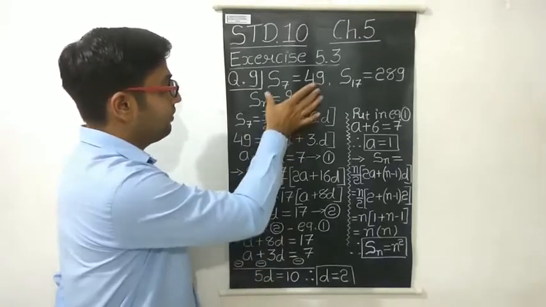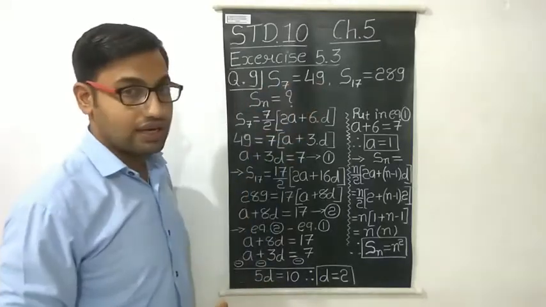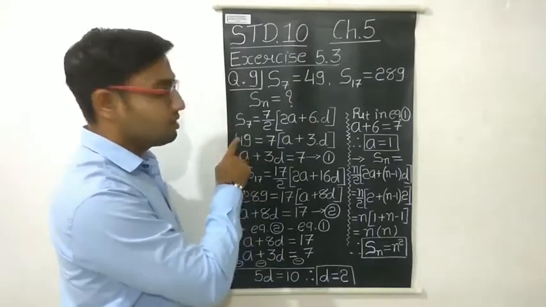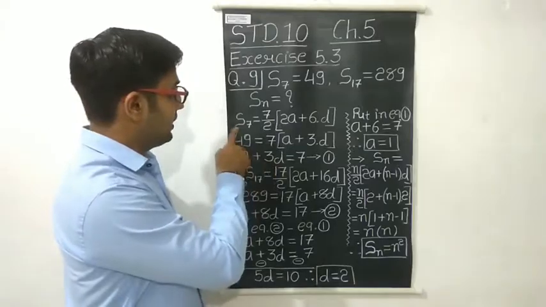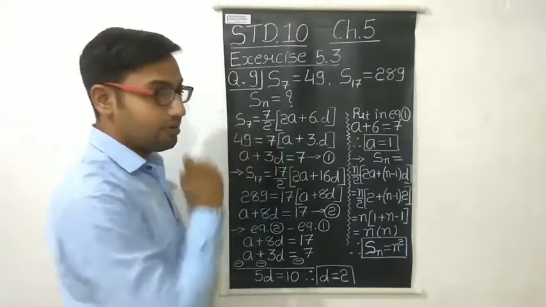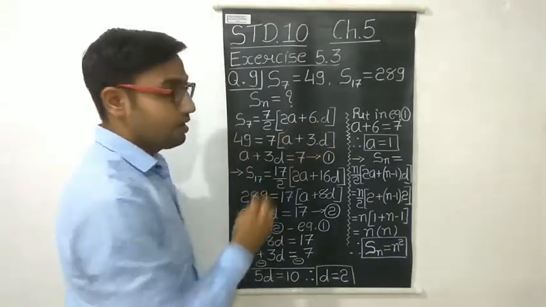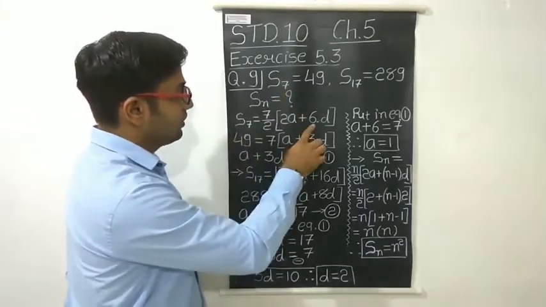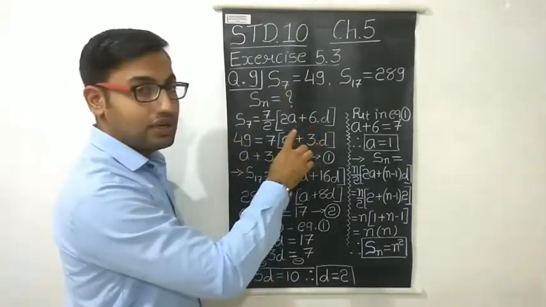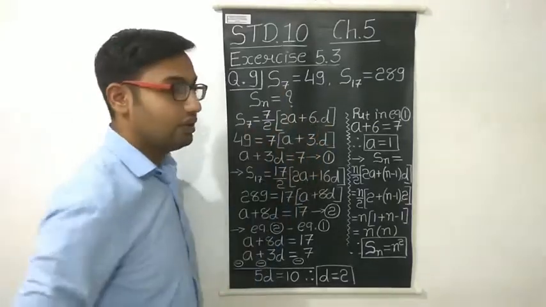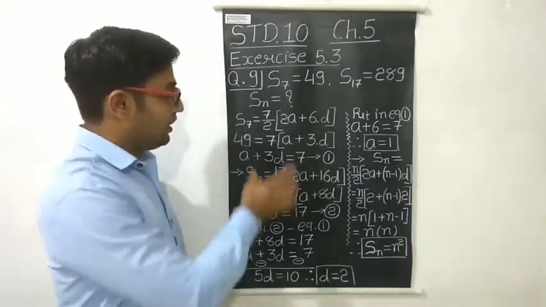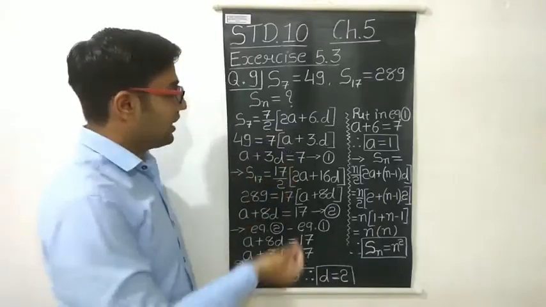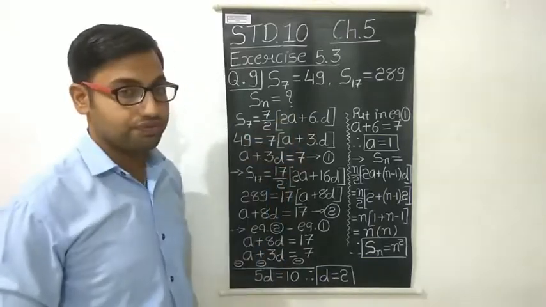We are given S7 equals 49. By using the formula, S7 equals 7 by 2 into (2a plus (n minus 1) into d), where n equals 7. So here we get 7 minus 1, that is 6, into d. Right? Now it is not compulsory for you to write down the formula. You can directly put the values.